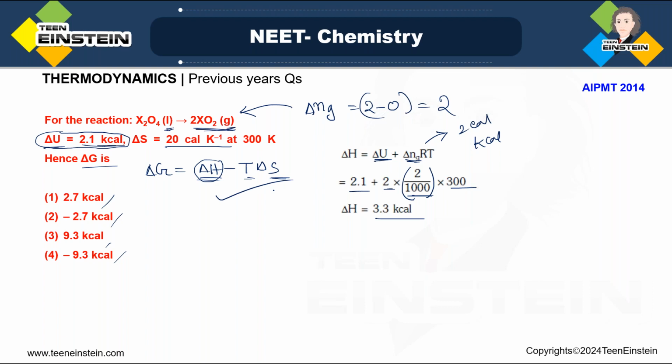Now you can use this equation, because now you know del H, you know del S and T. So you'll use that equation. Del H is 3.3, which we have just calculated, minus 300, which is temperature, times del S. Again you have to convert the unit from calorie to kilocalorie. So that is why we are dividing 20 by 1000, and we are getting the answer minus 2.7 kilocalorie. Option 2.